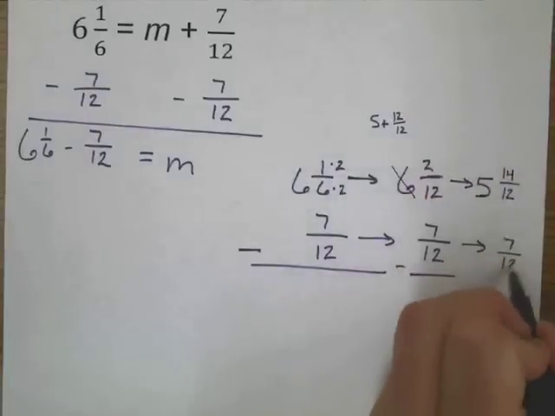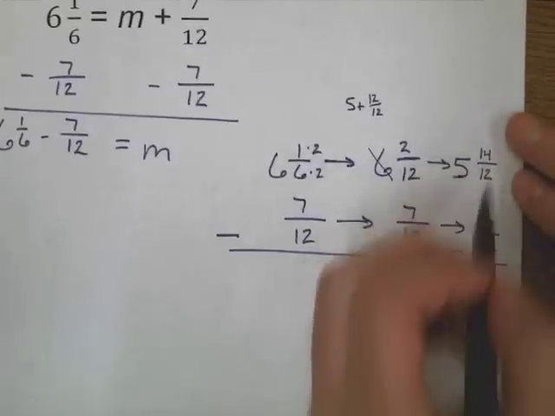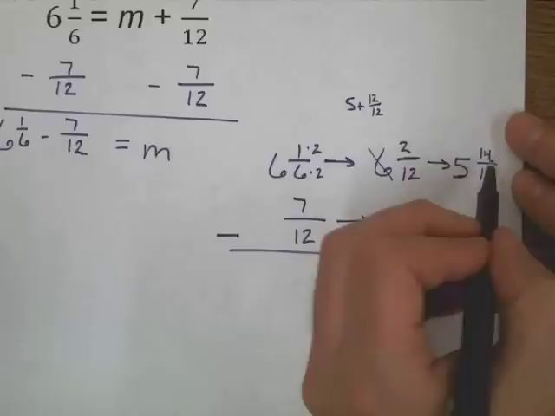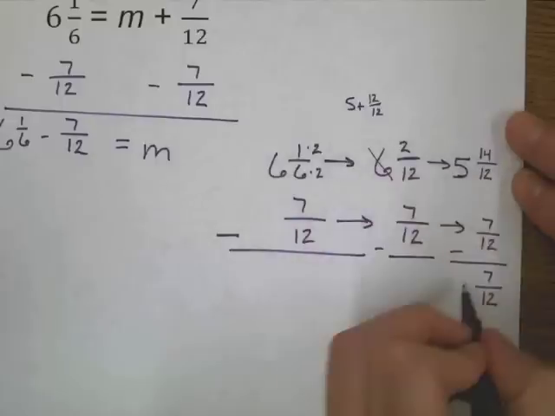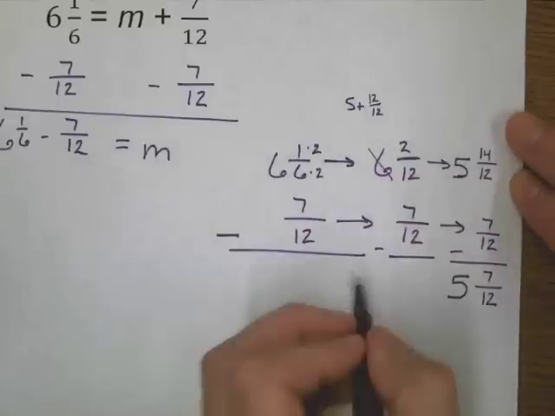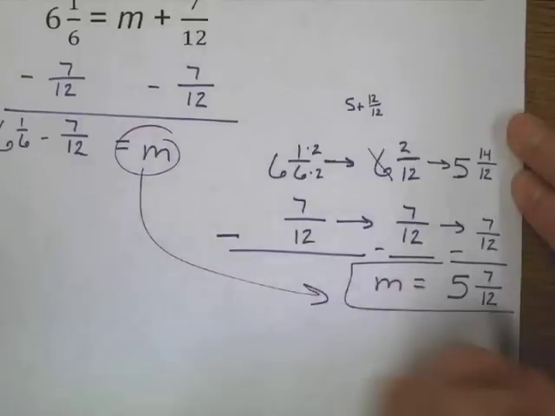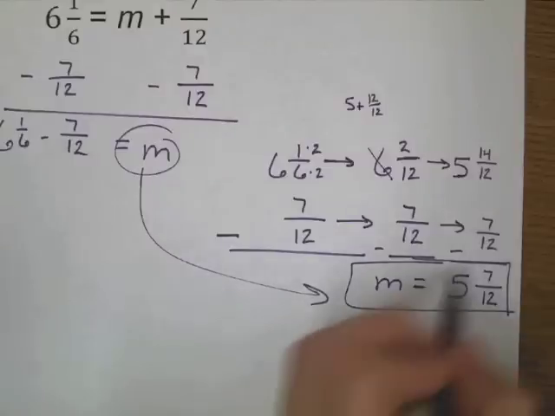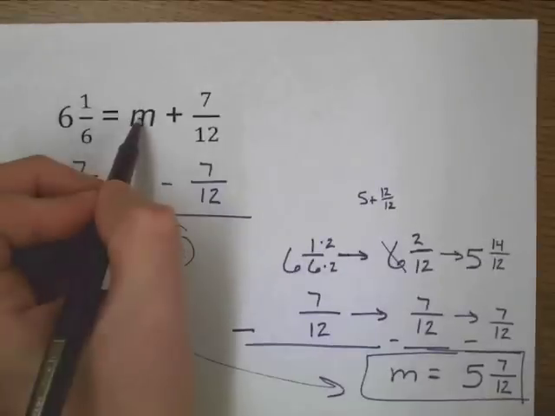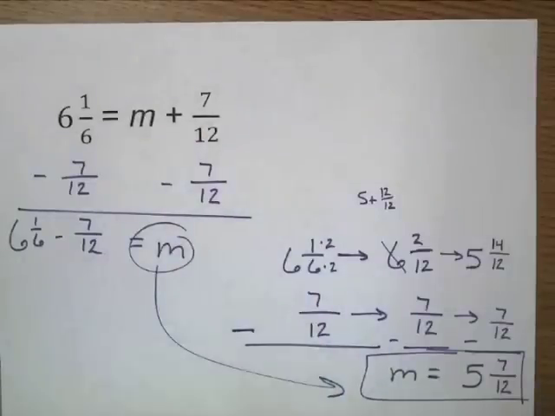My 7/12 again stays the same. Now I can say 5 14/12 minus 7/12. 14/12 minus 7/12 is 7/12, and 5 minus 0 is 5. So m is equal to 5 7/12. And if I want to double check that, I take my 5 7/12, put it in here, and add these together, and I should come up with 6 1/6. But I'm going to go through one more problem.